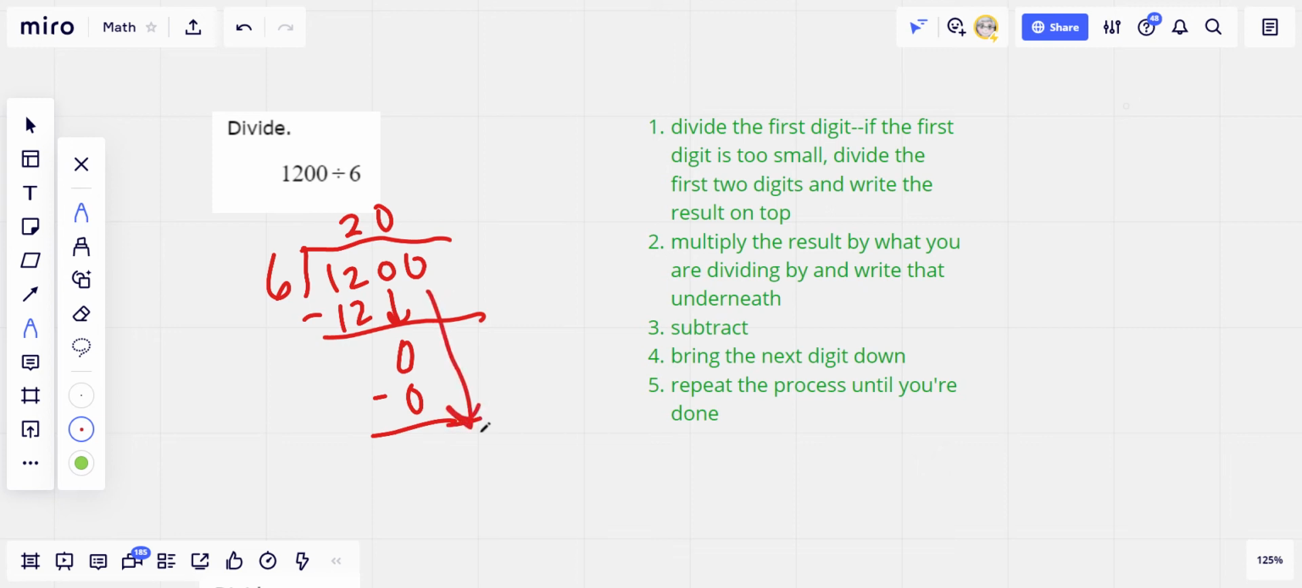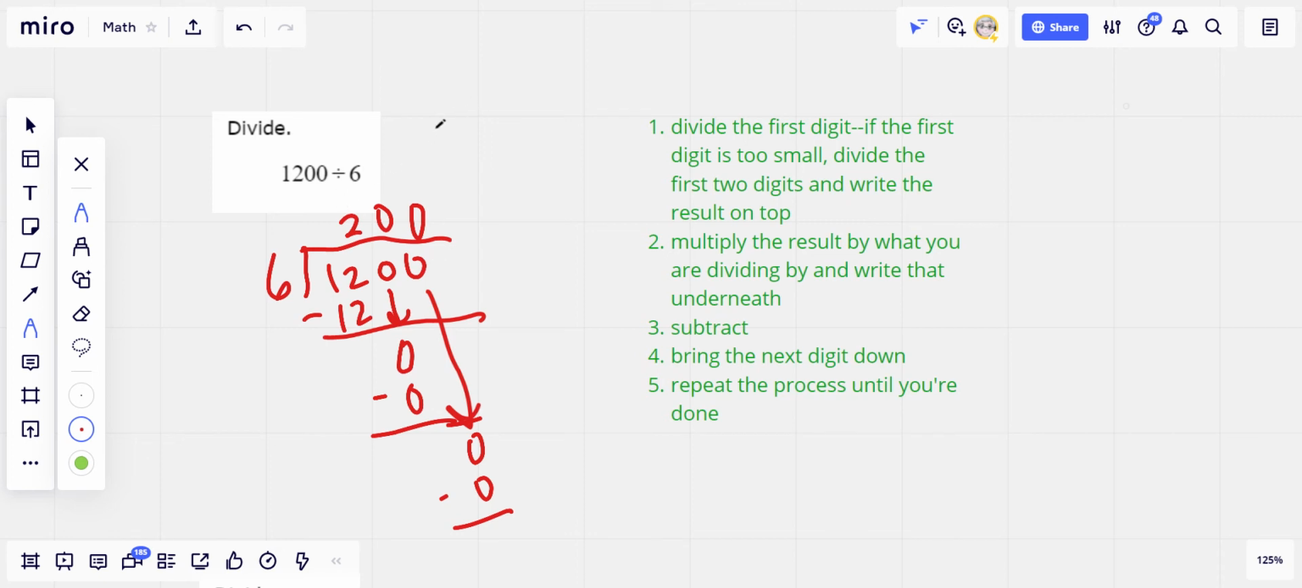And we'll bring down the next. And that's also 0. We repeat that same process. How many 6s go into 0? 0. And we can multiply and subtract again and be done. So our answer is 200.